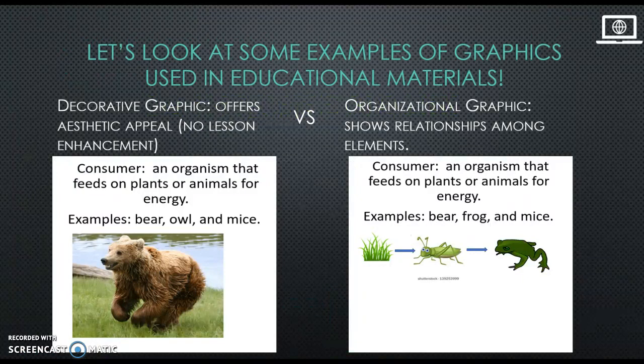So I've compared the decorative graphic versus the organizational graphic. Decorative graphics just offers a picture, may or may not apply to the text, where organizational graphics shows relationships among the elements. So as you can see, I have defined by fourth grade definition, a consumer, an organism that feeds on plants or animals for energy. In the decorative graphic, I just listed a picture of the bear. The organizational graphic supports the idea of feeding on plants or animals because it shows, of course, the grasshopper eating a plant, but then also the frog that will eventually eat the grasshopper.